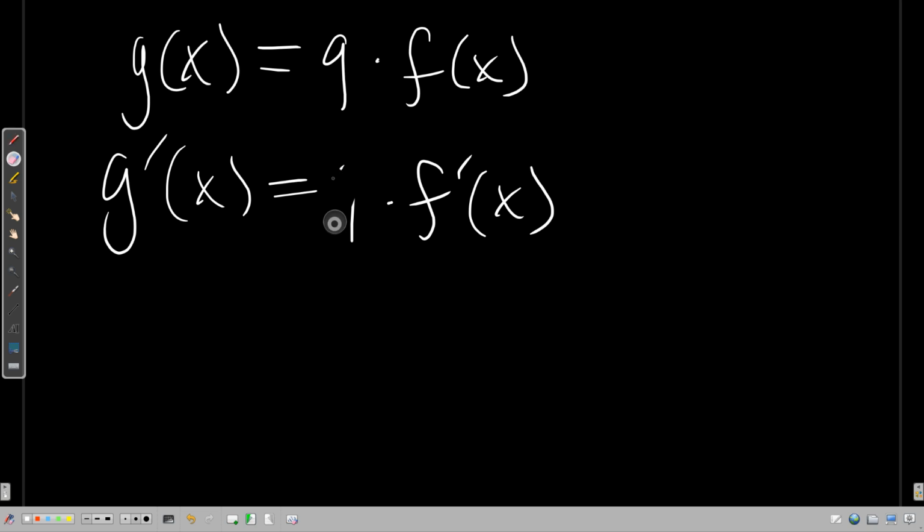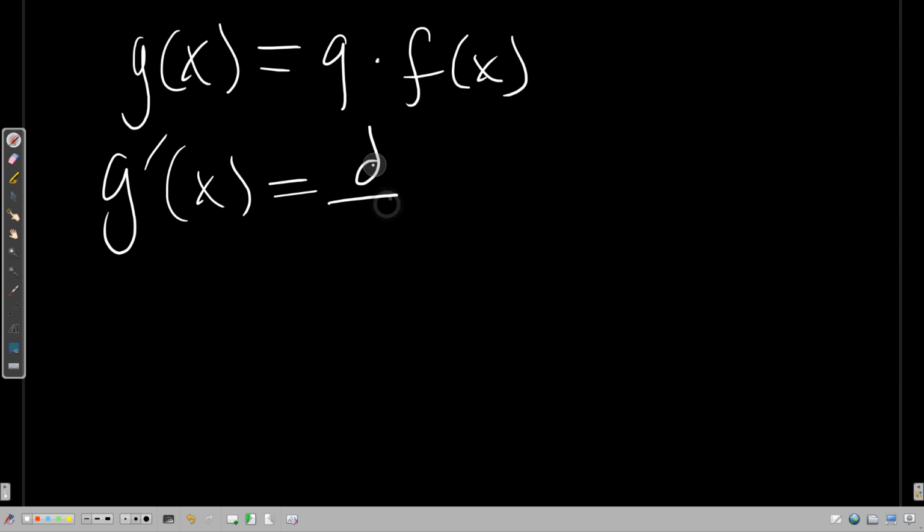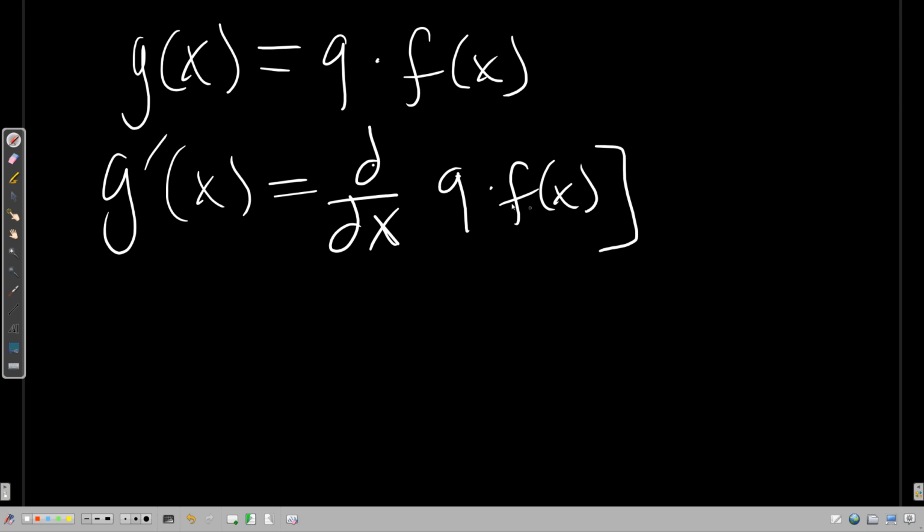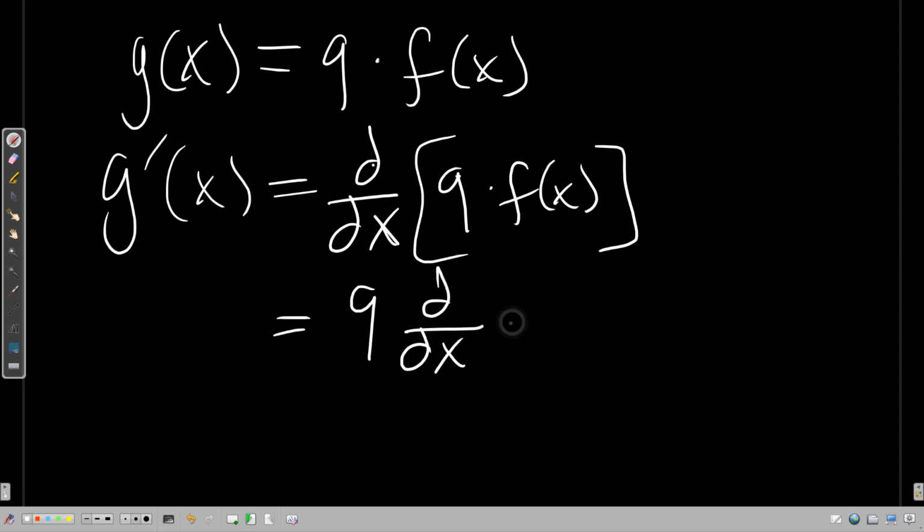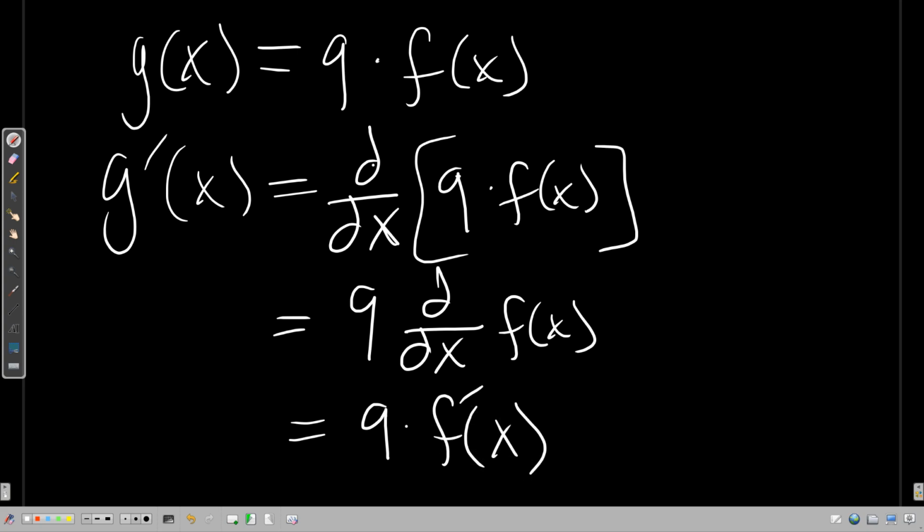The behind the scenes stuff is that g prime means we want to differentiate with respect to x the function g, and g was just 9 times f of x. It's this function, 9 times f of x, but constants can come out front, so you're just differentiating f of x, which would be known as f prime. So it's just 9 times f prime of x.